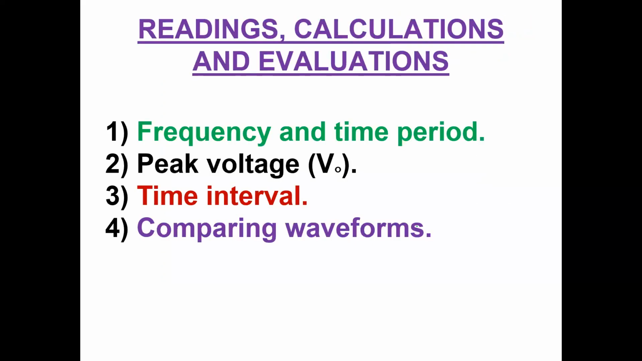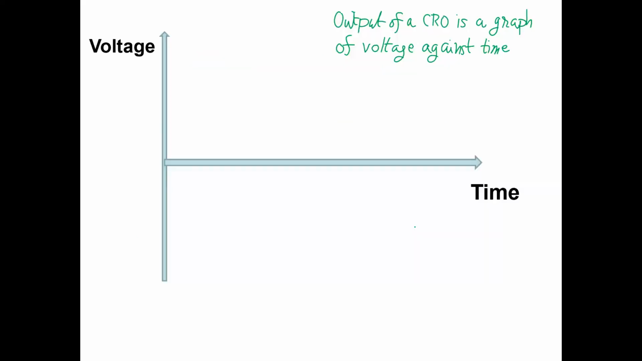Readings, calculations, and evaluations. So a CRO is capable of reading frequency and time period. It is capable of recording the peak voltage, also the time interval, and it is a very smart device to compare waveforms. We have a concept here that the output of a CRO is a graph of voltage against time.